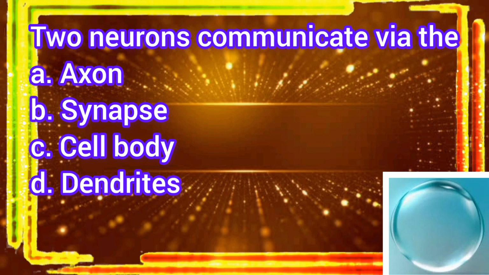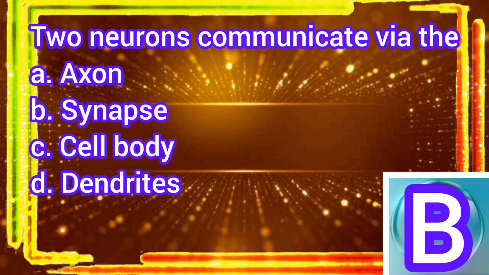Two neurons communicate via the A. Axon. B. Synapse. C. Cell body. D. Dendrites. The correct answer is letter B. Synapse.